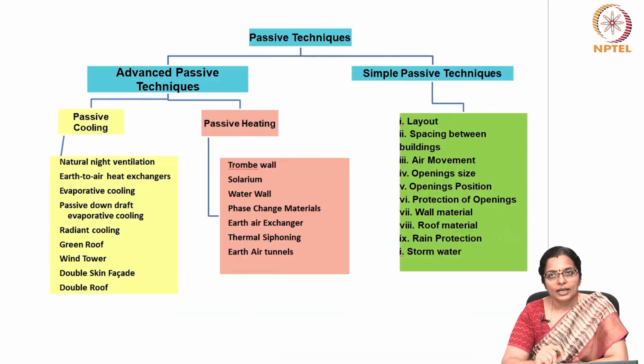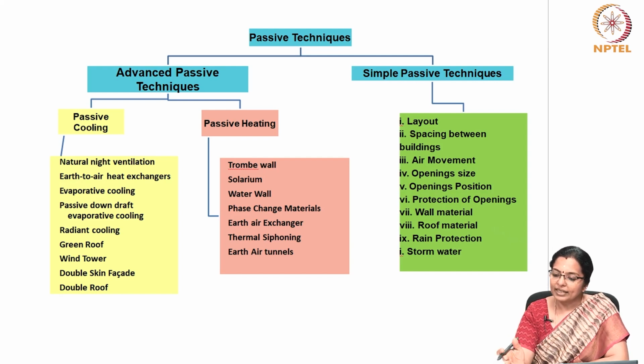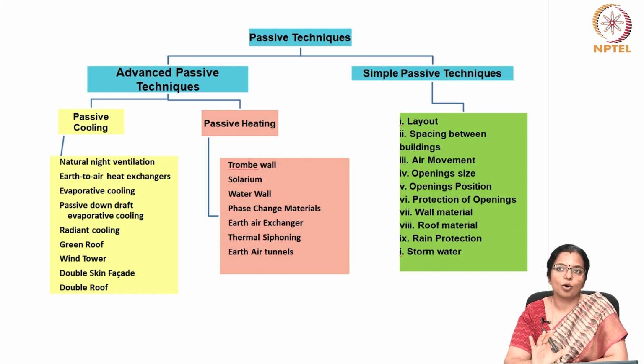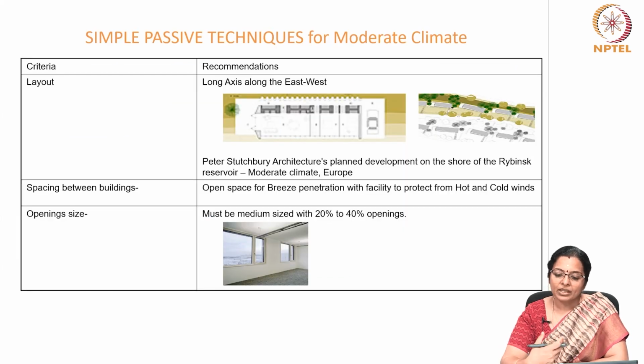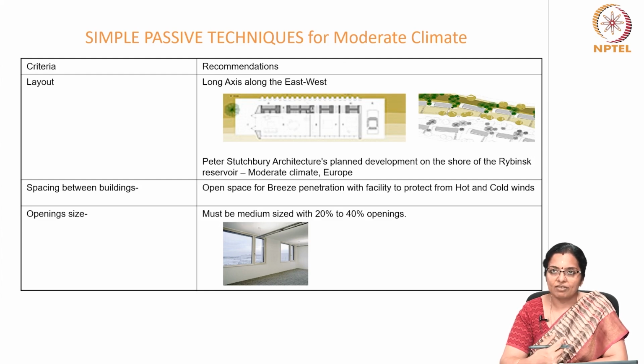Next, we have seen the passive techniques as advanced passive techniques and simple passive techniques. Let us now look at these passive techniques as adaptable to moderate climate. Whichever is suitable for moderate climate, we will have a look at those strategies. So, in moderate climate, long axis should be along east and west.